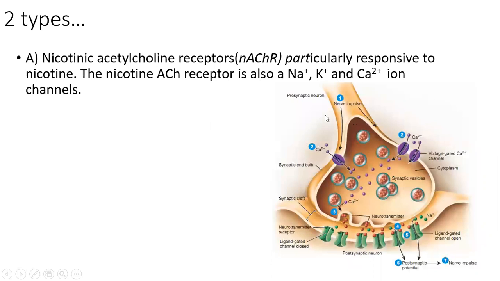Okay. So under the ligand gated channel, we have two types. Nicotinic acetylcholine receptors, which are particularly responsive to nicotine. The nicotinic acetylcholine receptor is also a Na plus, K plus, calcium 2 plus ion channel. Now look, whatever I was explaining from the previous lecture is given in this figure. Look at the figure now. Stop me guys in case you're not able to follow any point.